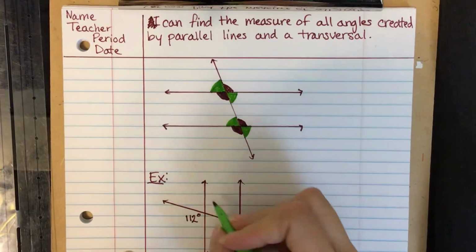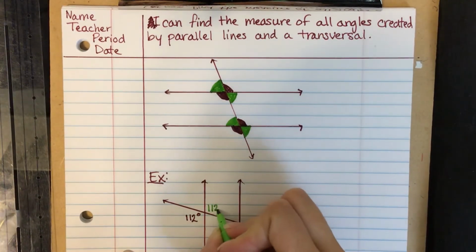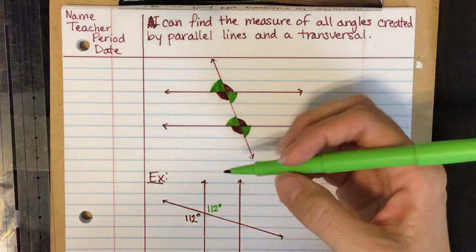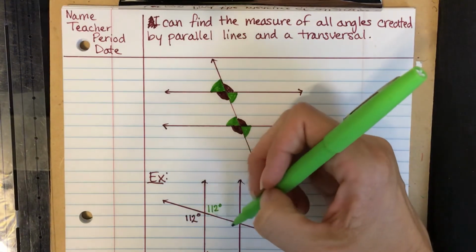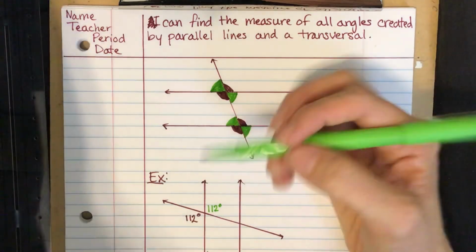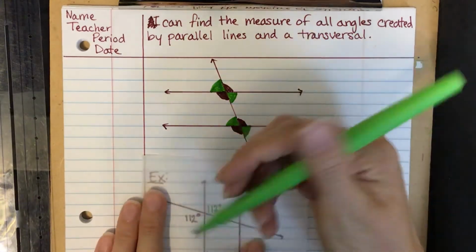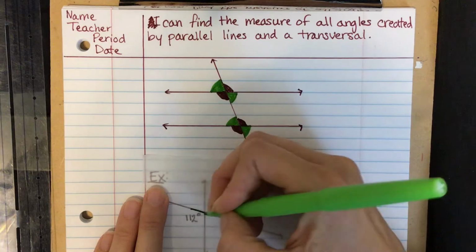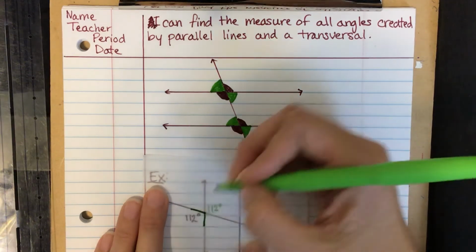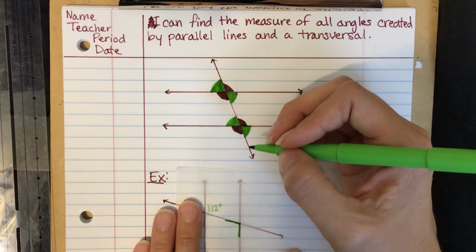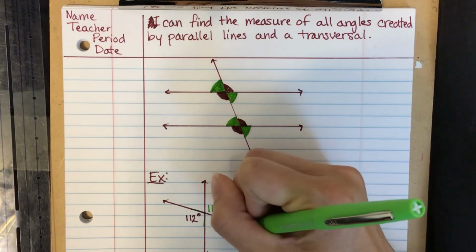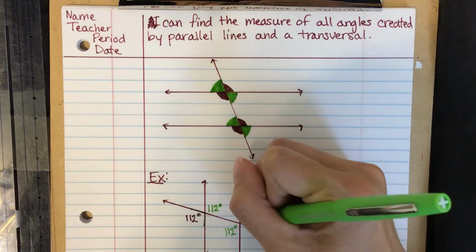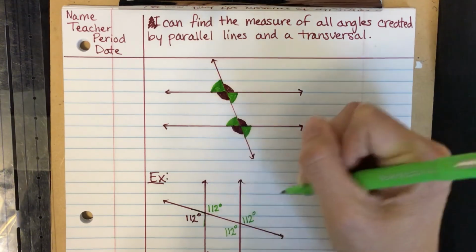This angle and this angle are considered vertical angles. This angle and this angle, if you just slide it down the transversal, and here I'll show you with the tissue paper. Okay, if we slide it down, it fits in perfectly. So this angle is also going to be 112 degrees. Then these are vertical angles, so this is 112 degrees.